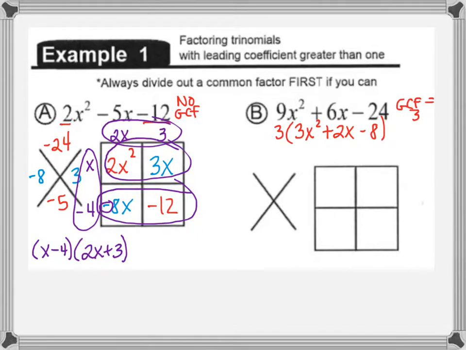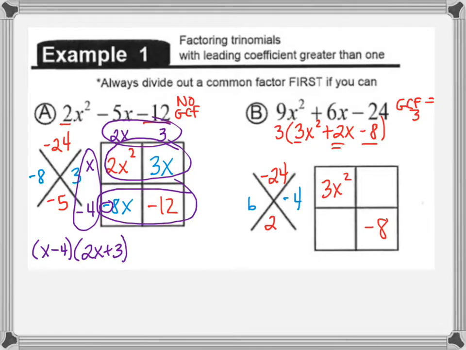Now I'm going to look at my a is 3, and my c is negative 8, and my b will be 2. I'm going to use those for setting up my x box. 3 times negative 8 is negative 24. That goes at the top of my x. b, which is 2, goes at the bottom. I can fill in my box using the first term, which is 3x squared. The bottom right of the box will be negative 8. And I am looking for numbers that multiply to negative 24, but add to 2.